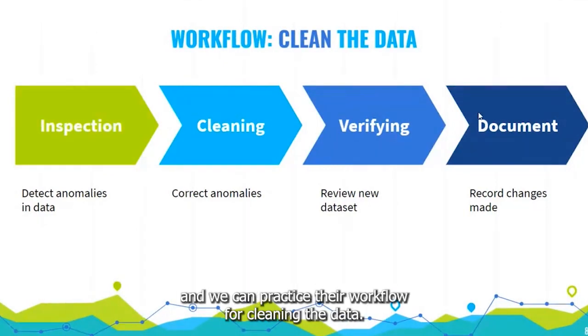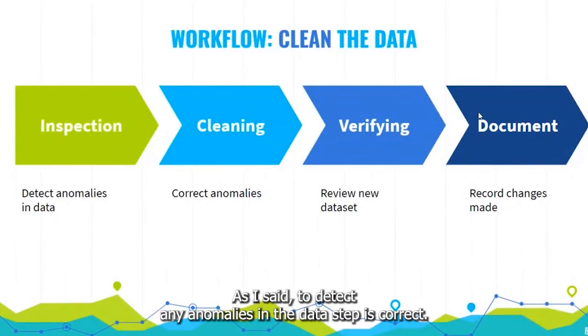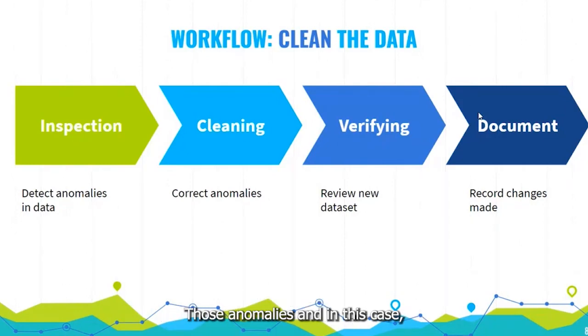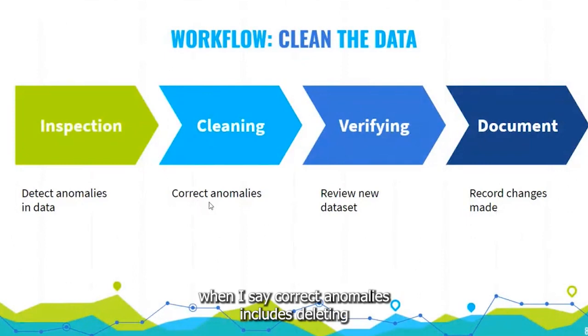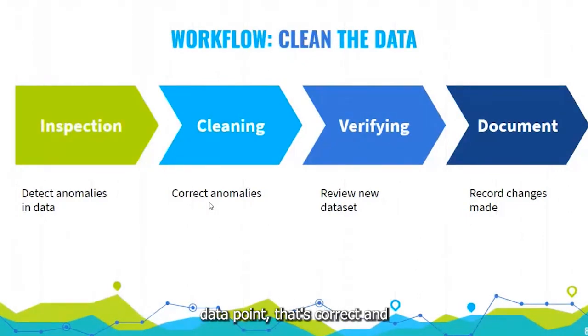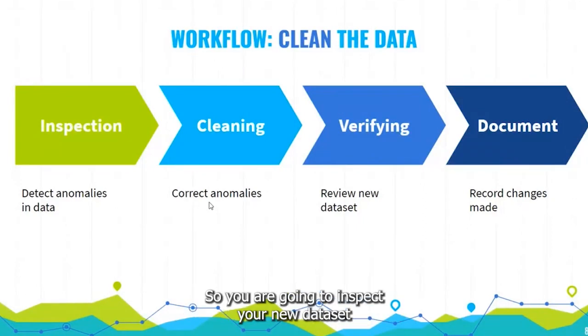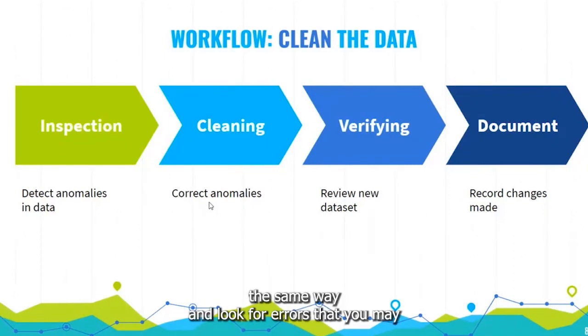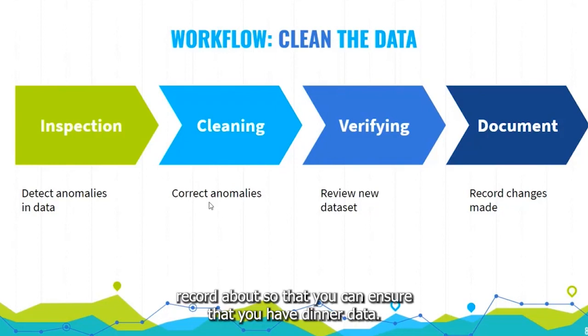and we can practice. The workflow for cleaning the data. The first step is to inspect, as I said, and detect any anomalies in the data. The next step is to correct those anomalies. And in this case, when I say correct anomalies, that includes deleting data points. That's correcting too. Verifying is going back to inspection. So you are going to inspect your new data set the same way and look for errors that you might have forgotten about, so that you can ensure that you have cleaner data.